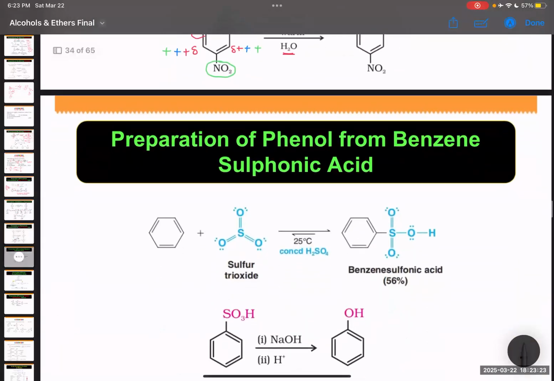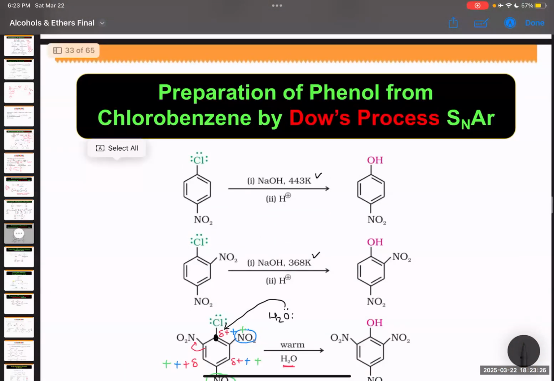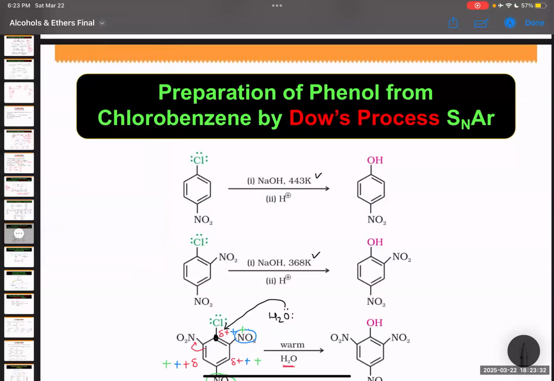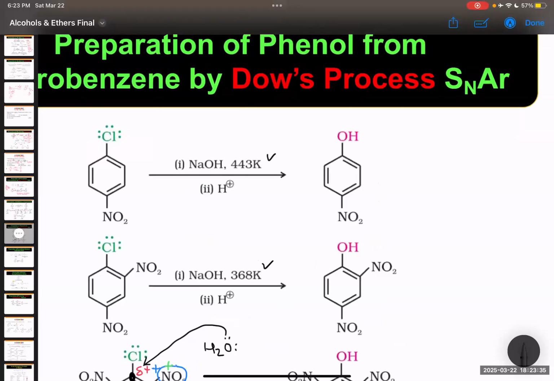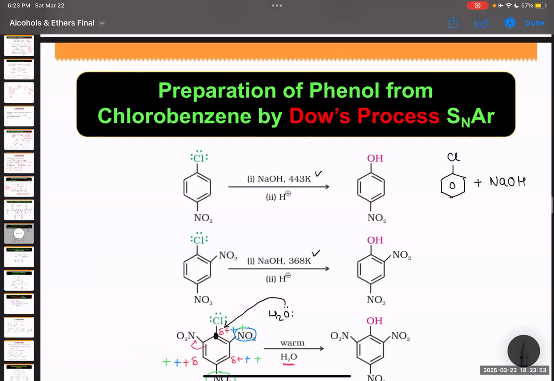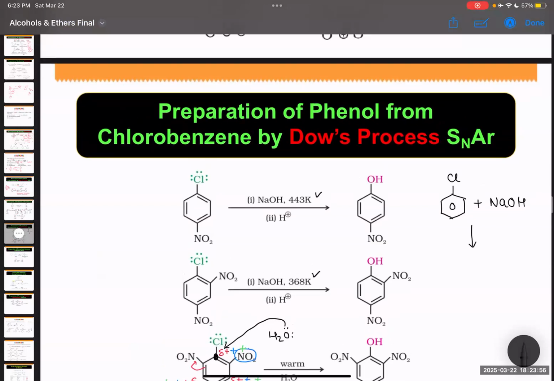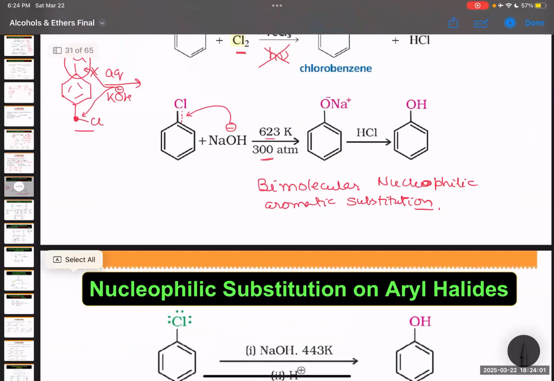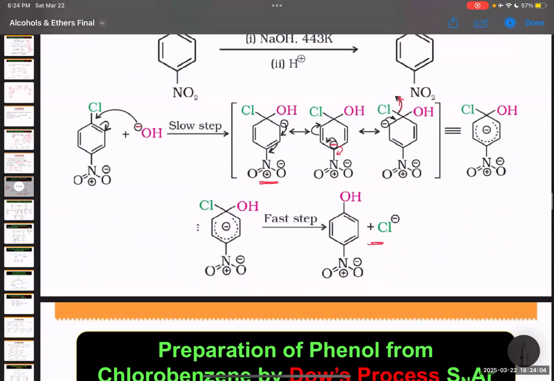So how to prepare? Let me summarize it quickly. How to prepare phenol by Dow's process, which is nucleophilic aromatic substitution, in which you react chlorobenzene with NaOH. That's the process, but that's not aqueous NaOH. It is at a very high temperature and pressure. As you can see, the temperature and pressure are very high for normal chlorobenzene, 620 K and 300 atmosphere.